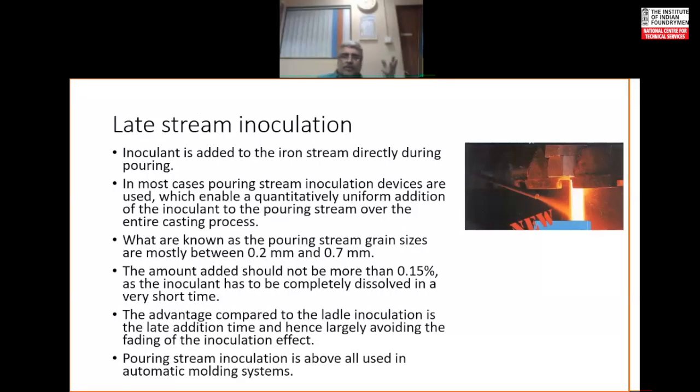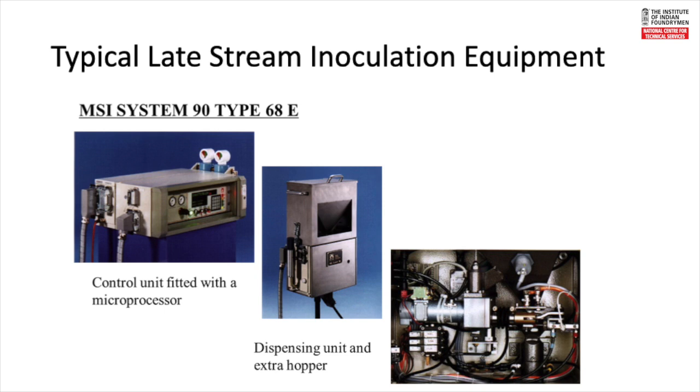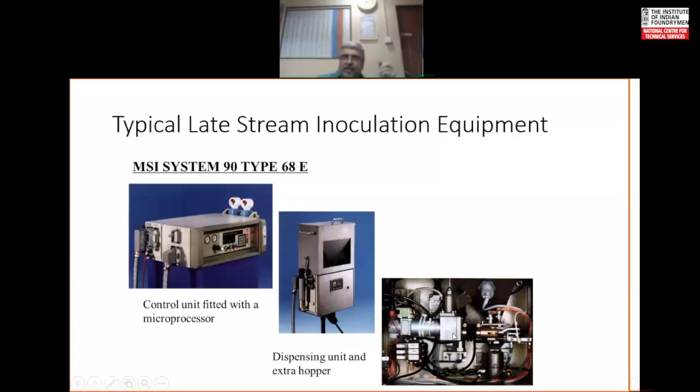Mostly used with automatic molding systems. I've taken this picture from a metal stream inoculation system of Mexico. So you have this control unit with a microprocessor which sits slightly away from the metal. This is your kind of hot box, so to say, dispensing unit, which contains the hopper over here. And inside there is a slide gate arrangement. Like this, where the feeding is by gravity, people also have screw feeders for doing the stream inoculation.